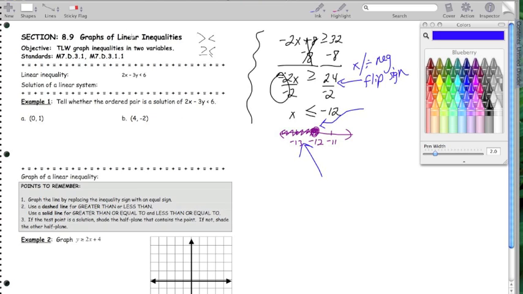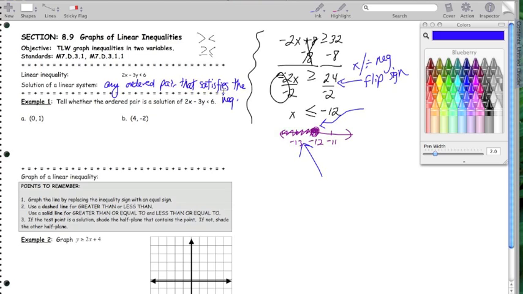So when we go to graph inequalities, there's also going to be some special situations that we're going to have to keep in mind. Okay? First things first, a linear inequality looks just like this: 2x minus 3y is less than 6. A solution of the system is going to be any ordered pair that proves this to be true. So any ordered pair that satisfies the inequality.